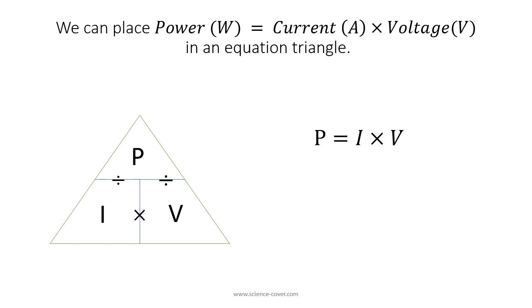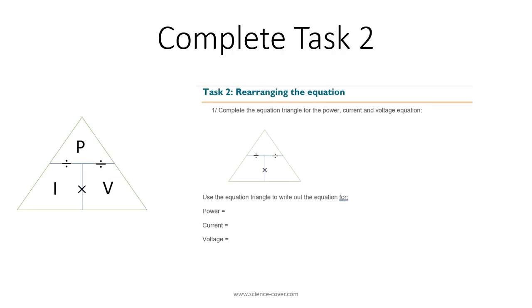If I want to find out the current, then I cover up the current and it leaves me P divided by V, so that's the power divided by the voltage. And if I want to find the voltage, then I cover up V, that gives me P divided by I, the power divided by the current. Now pause the video and complete task 2.